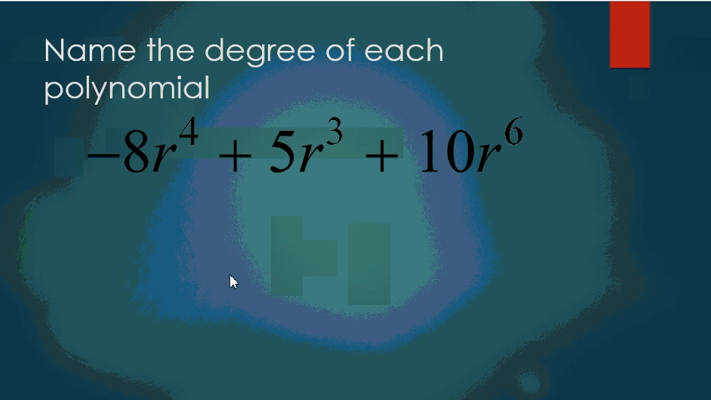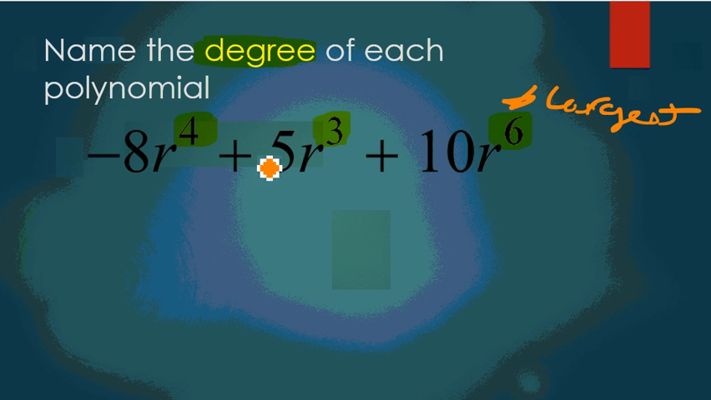All right, in this example, we need to name the degree of the polynomial. So what that implies is that the degree implies that we look at these numbers up here, 4, 3, and 6. And the name of the polynomial is the highest of those exponents, which would be 6, because that's the largest. Okay, so we would say that the degree of the polynomial is 6. This is a 6th degree polynomial.